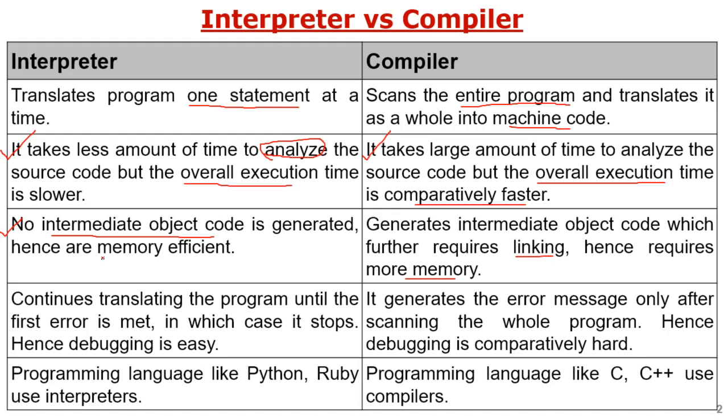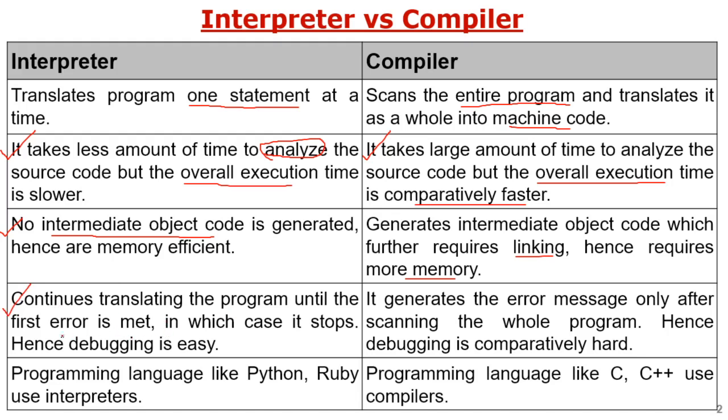But in the case of a compiler, it requires some memory space to store the intermediate code, which is going to be optimized and then generated. So this is the case of different phases. Why? Because this is the case of the different phases of a compiler. The interpreter continuously translates the program until the first error is met.